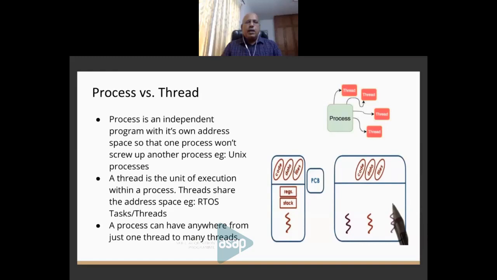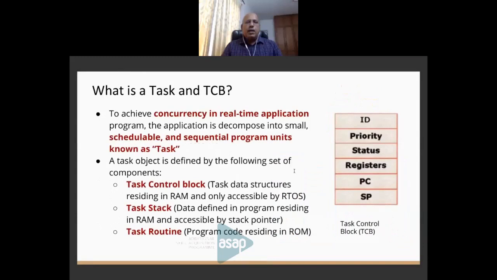So a thread is the unit of execution within a process. That means in a computer, a laptop or a desktop, there can be multiple programs. Each program you can say is a process. But one process can have multiple threads. That is called a task. In real-time operating systems, we basically talk about tasks. So going forward, I will not use the word process, I will keep on using the word task. A process can have anywhere from just one thread or one task to many threads or many tasks. So now, what is a task?